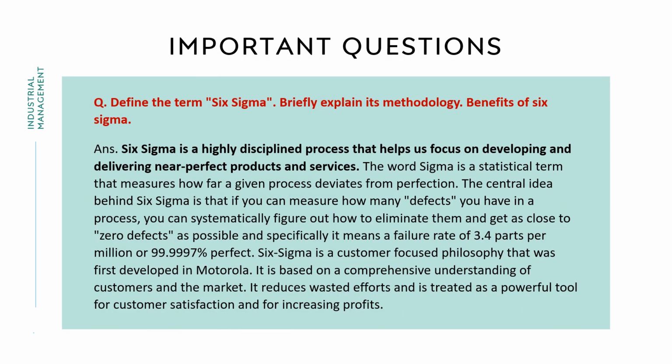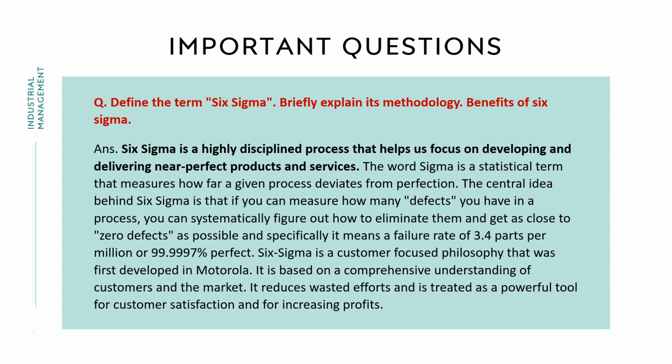Question: Define the term Six Sigma. Briefly explain its methodology and benefits of Six Sigma. Answer: Six Sigma is a highly disciplined process that helps us focus on developing and delivering near-perfect products and services. The word sigma is a statistical term that measures how far a given process deviates from perfection.